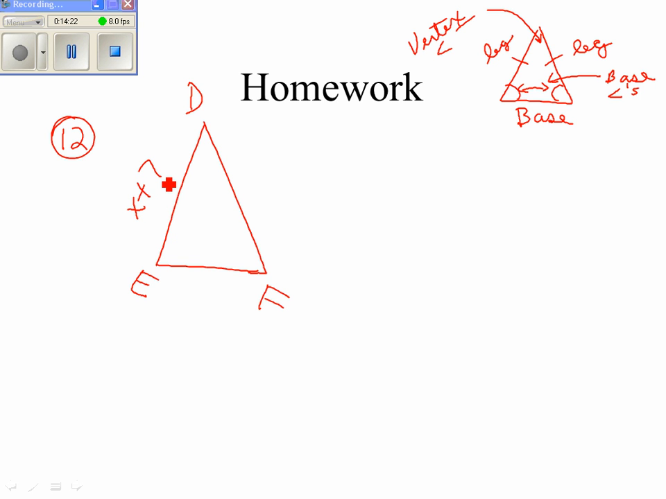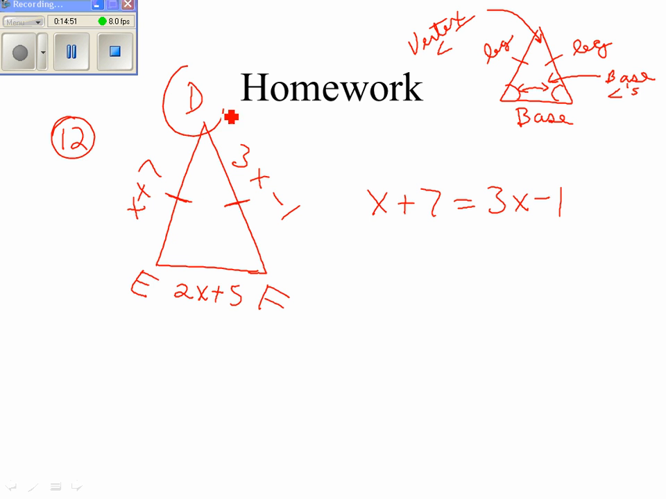They tell us that DF is 3x minus 1. Is that right? And they tell us that EF is 2x plus 5. What equation can I set up on this one? How come? Because they're equal. How do you know that? If it's isosceles, those are the two legs. That's your vertex angle, so this has to be a leg, and that has to be a leg. Could you set up this one equals this one down here? No. Doesn't work on this one. It worked on the equilateral or equiangular triangle, but not on this one.